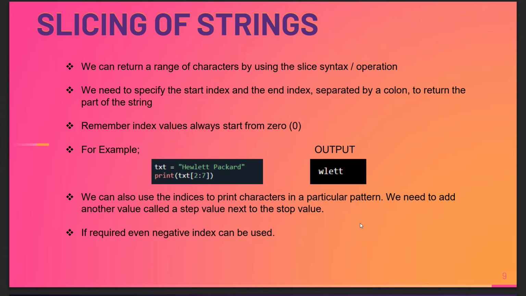It means for how many steps we are printing. If you mention the step value as one, the difference between each character will be one. If you mention the step value as two, it will print the characters in such a way that there is a gap between two characters. Like that, we will be using the step value and the stop value. If required, even negative indexes can be used. In the strings concept, negative indexing is also possible. I will take some examples and explain how slicing works and how we use negative indexing. So now let us see.